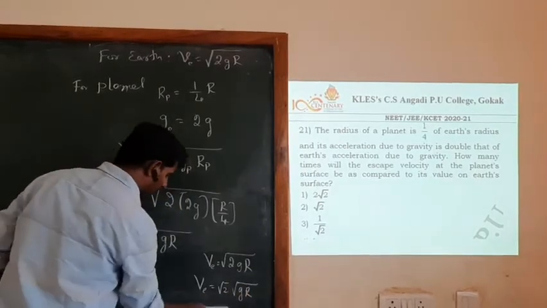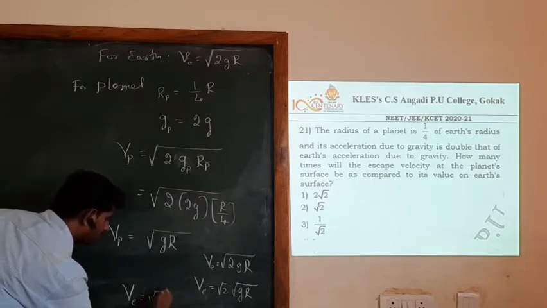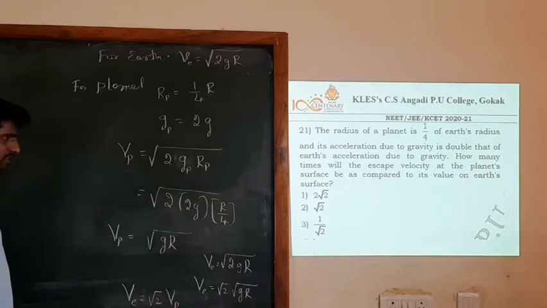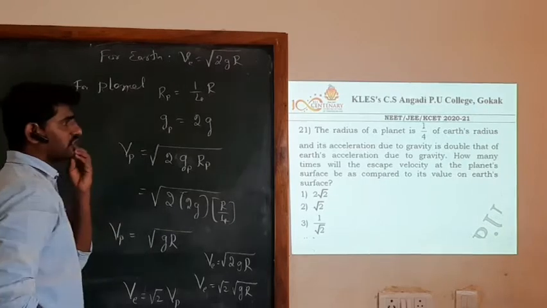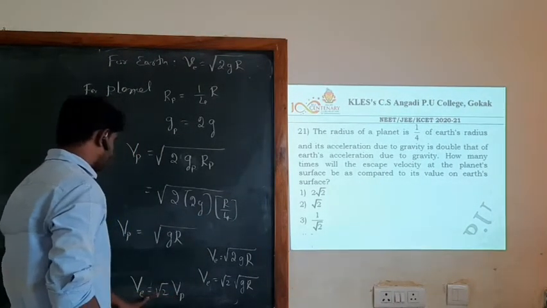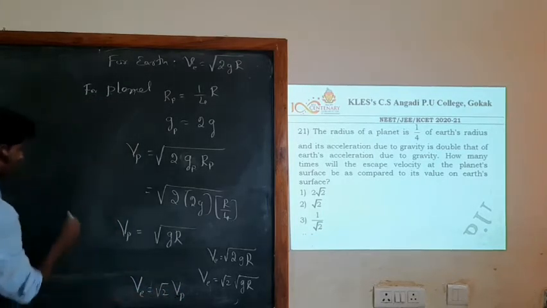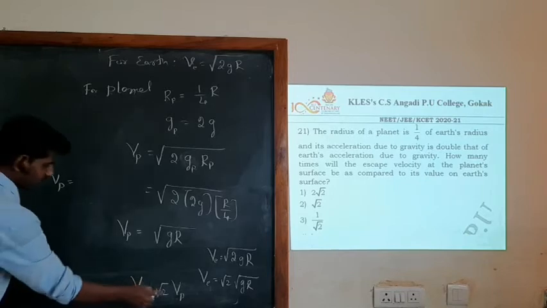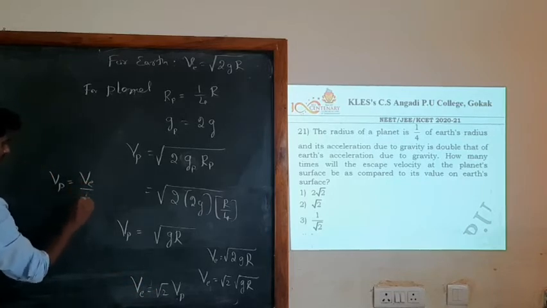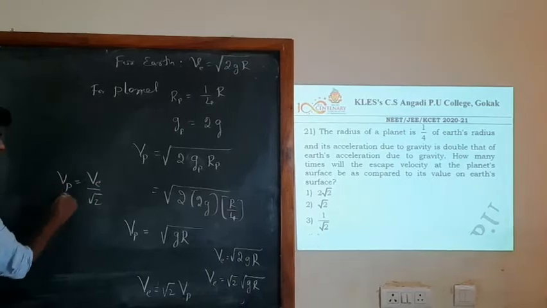Now you can write the escape speed on Earth is equal to root 2 times the escape speed on the planet. What is the question here? Here we should compare the escape speed of the planet with respect to Earth. So keep the VP as it is and take this root 2 to this side. This will be Ve by root 2. So the escape speed on the planet is 1 by root 2 times the escape speed on Earth.